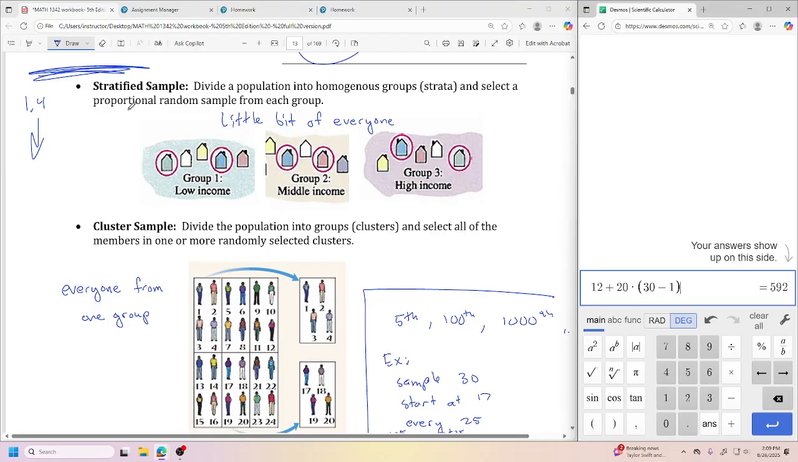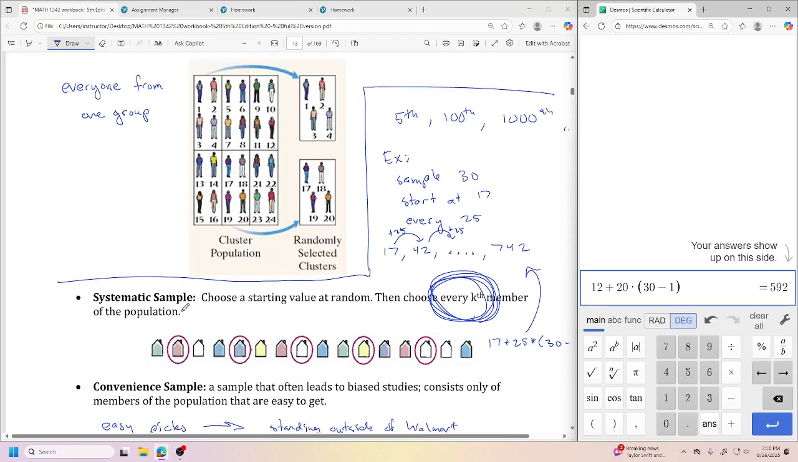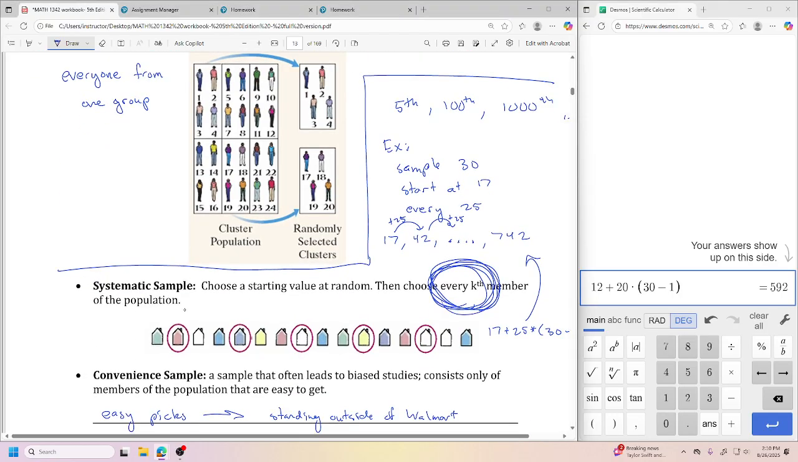So stratified sampling is a little bit of everybody. A little bit of the males, a little bit of the females, a little bit of Killeen, a little bit of Cove. Okay. Cluster is everyone from a single group. So everyone with a certain zip code, everyone with the last name starting with A or something like that. Systematic, the keyword is every kth, or every 10th, 100th, 5th, whatever that is. You just put a number there.